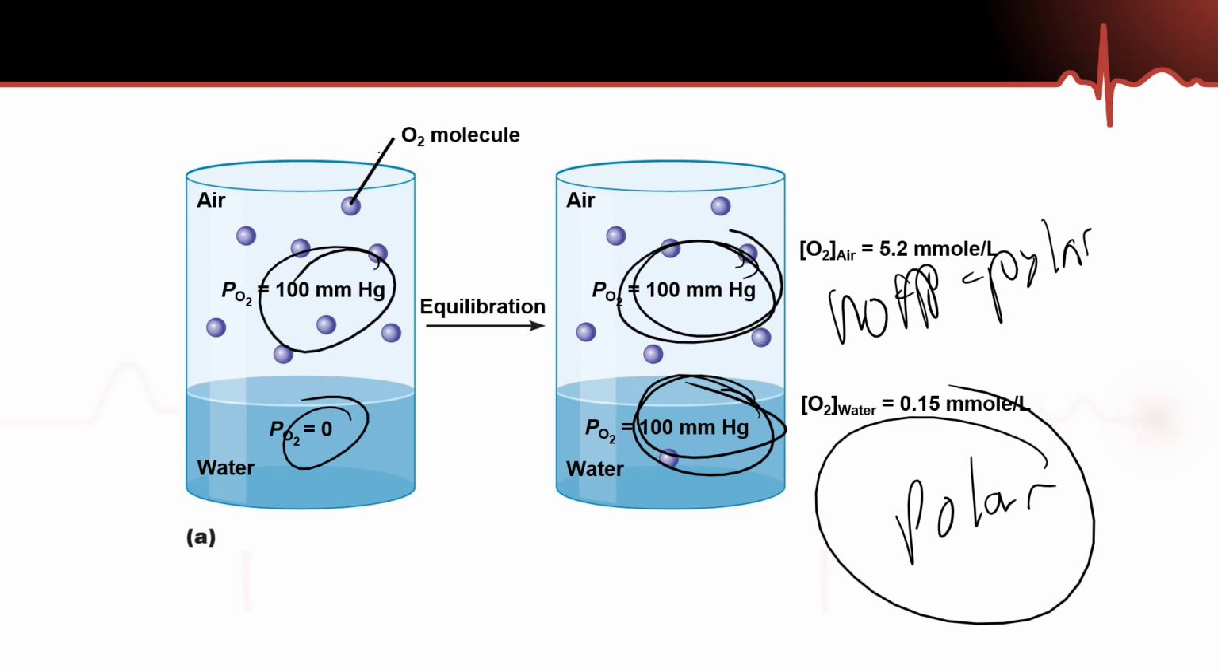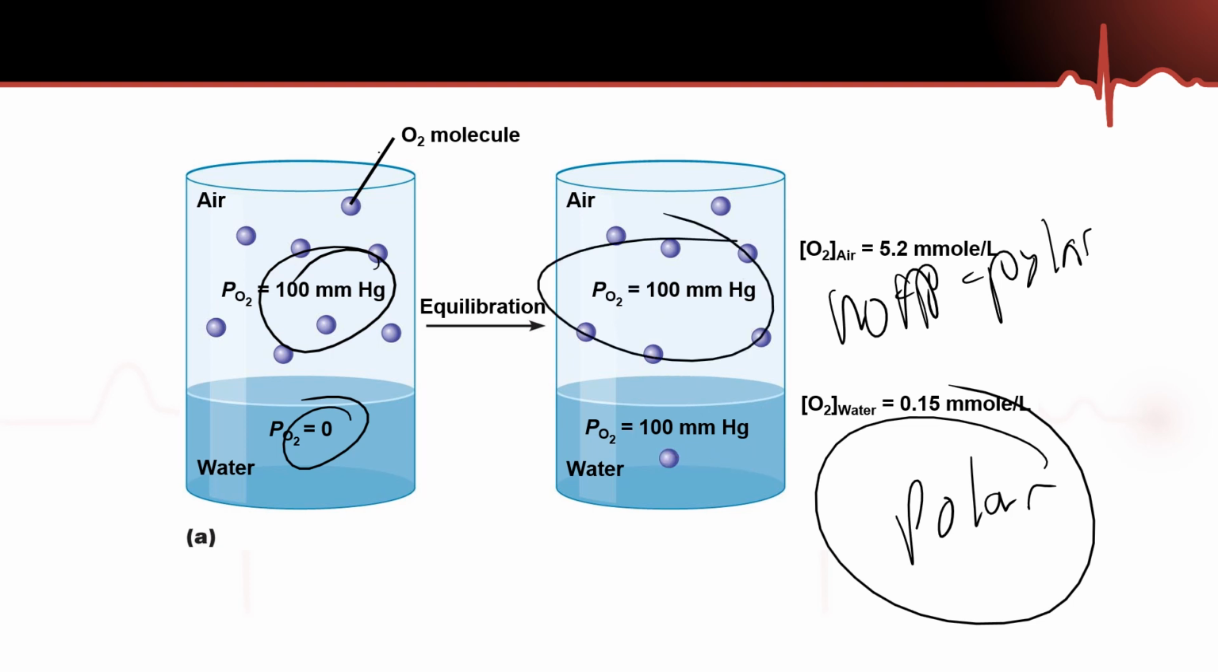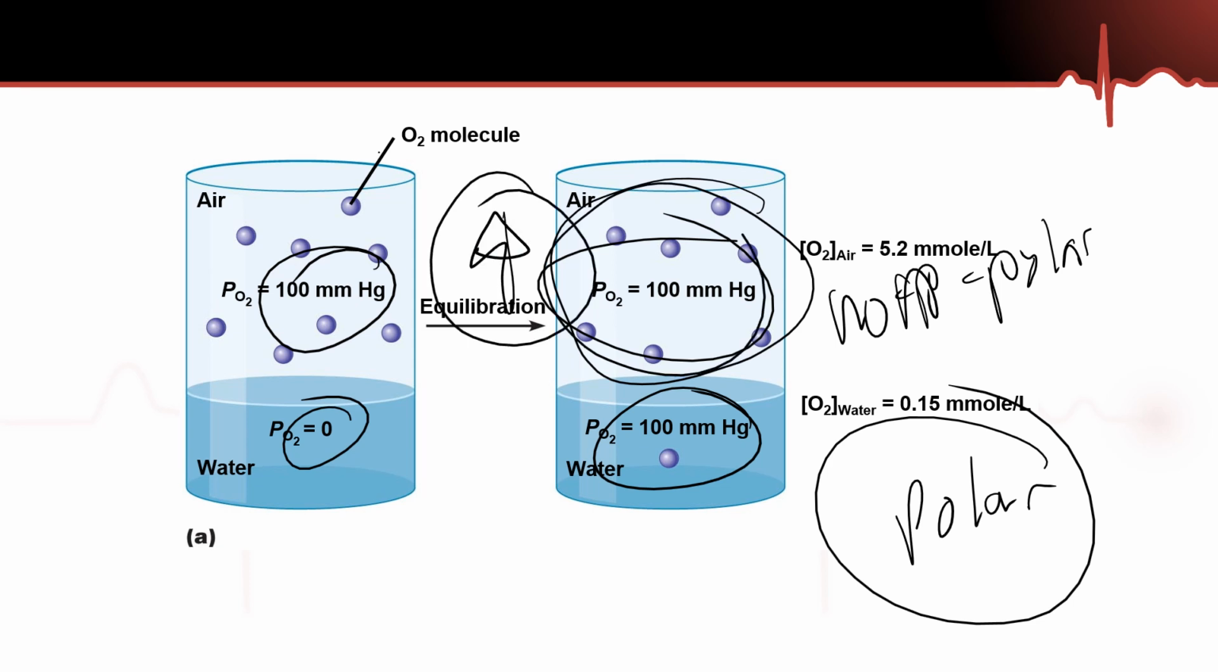The partial pressure of oxygen within the air in the cylinder is 100, and the partial pressure of oxygen within the fluid or the water in the cylinder is 100. So the partial pressures are at equilibrium, but the concentrations aren't at equilibrium at all. The concentration of oxygen within the air is infinitely higher than the concentration of oxygen within the water or the fluid.